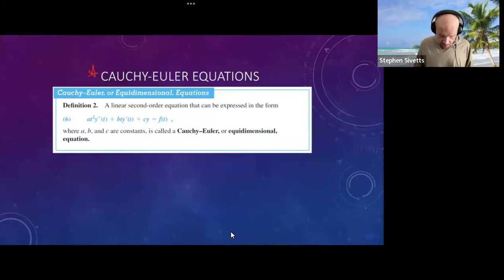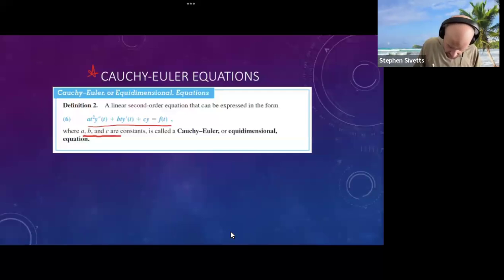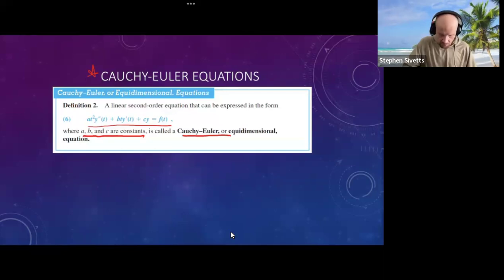A linear second-order equation that can be expressed in this form: a times t squared times y double prime of t plus b times t times y prime of t plus c times y equals f of t, where a, b, and c are constants. This is what's called a Cauchy-Euler equation, or an equidimensional equation. Equidimensional refers to how we can reduce the order of a differential equation.